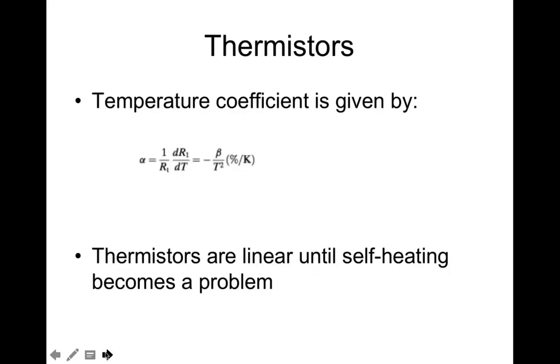The temperature coefficient is given by taking the derivative of R with respect to temperature and then normalizing that to R. And if you do that, it comes out to minus beta over T squared. Thermistors are linear until self-heating becomes a problem. So basically you can treat them as linear until the current becomes such that you get I squared R heating, and then they become nonlinear.